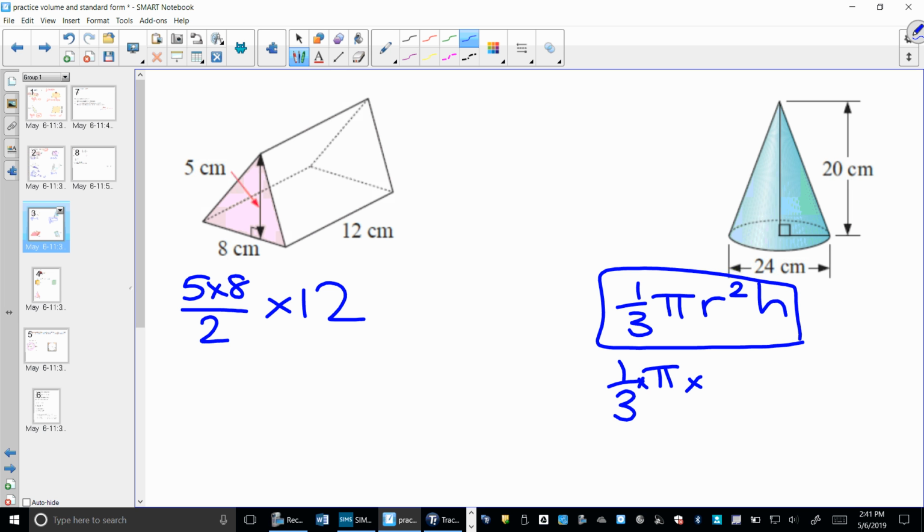Be careful here. 12. Why is it 12, Maya? Because at the bottom it gives you the diameter. Good, and then you just divide it. They told us the whole measurement here is 24, so the radius is half of that, 12. But don't forget that number's squared. And then our value for h would be what, Maya? 20. So we multiply by 20. Put that in our calculators and we get a brilliant answer.